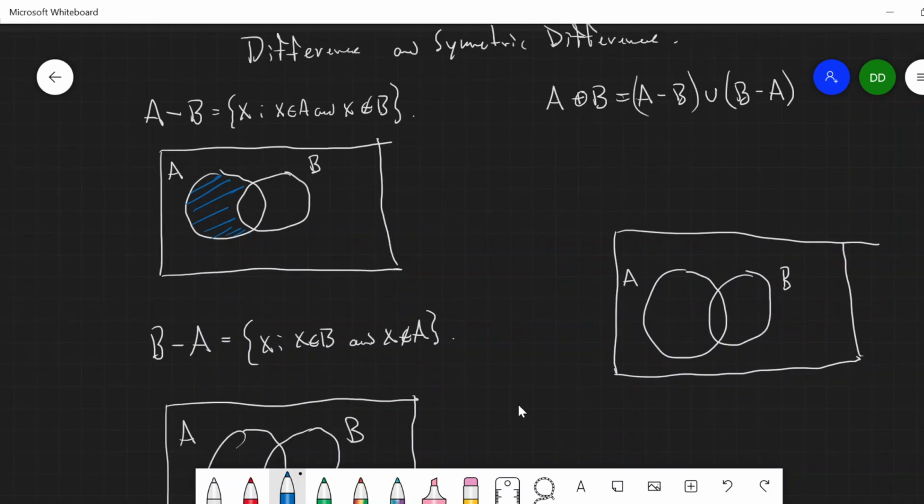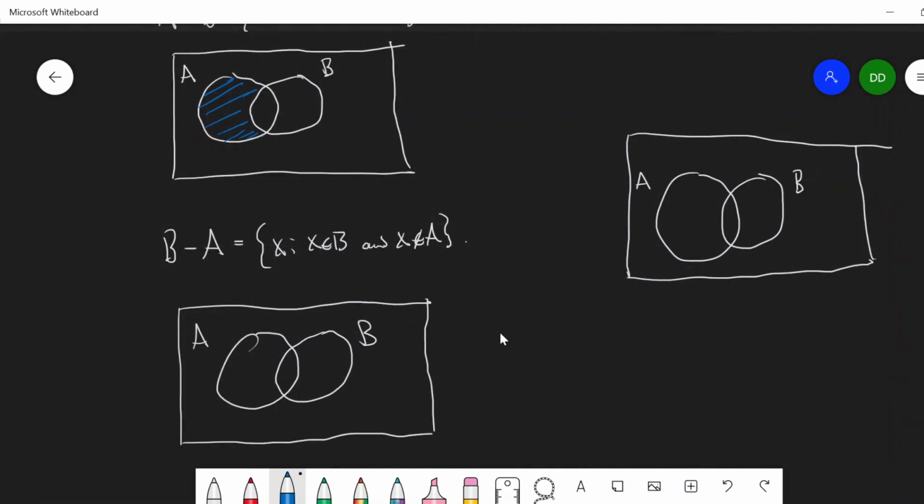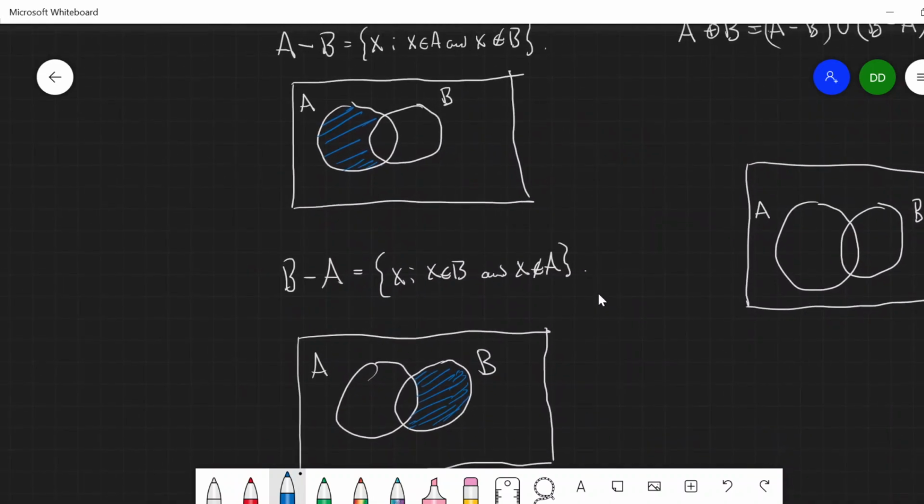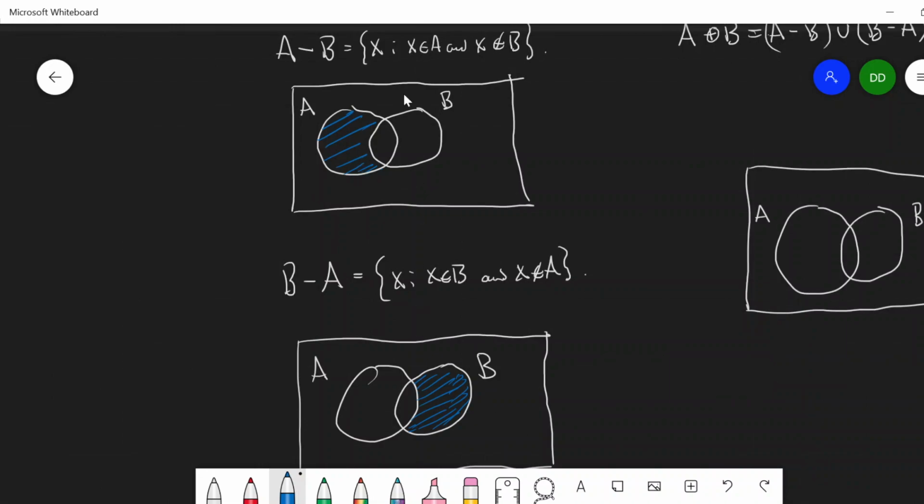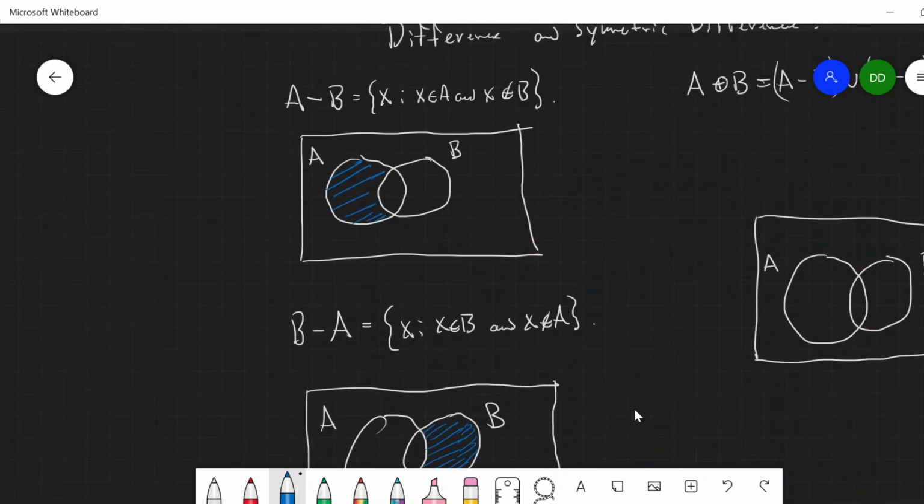Now at the same time, we could compute B minus A. So this would be the set of all elements that are in B, but not in A. So that would look like this, right? Everything that's in B, but not in A. So that's B minus A. Notice that these two things are different from each other. That is, A minus B and B minus A are not the same thing.